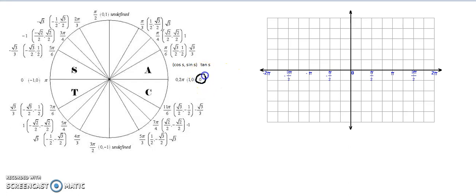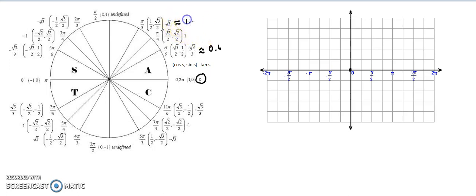Okay, so at 0, 0, we start. And we're going to go from 0 to pi over 2 first. So we see as we're going around, pi over 6, we've got square root of 3 over 3, which is about the same as 0.6. And then we've got 1, and then we've got square root of 3, which is about the same as, I think, 1.7.